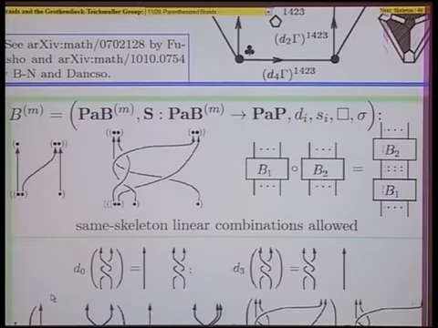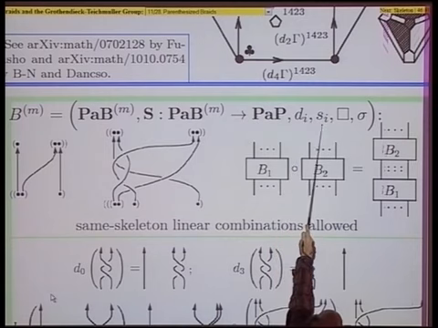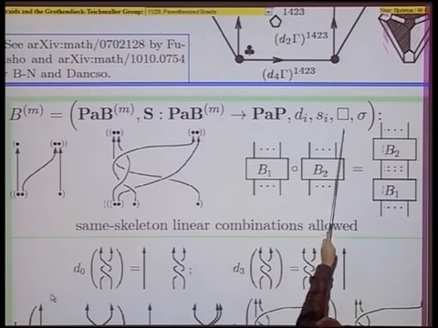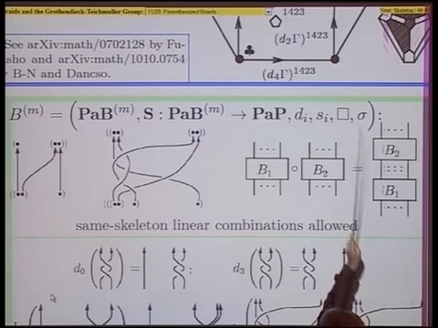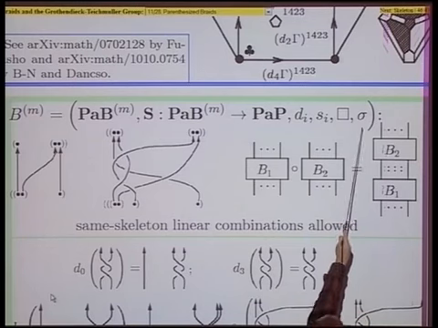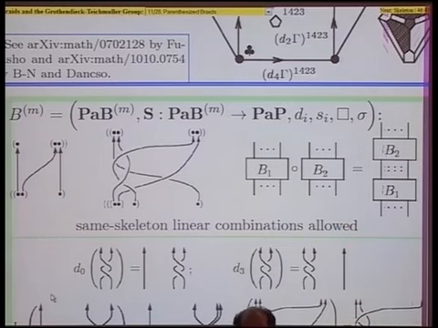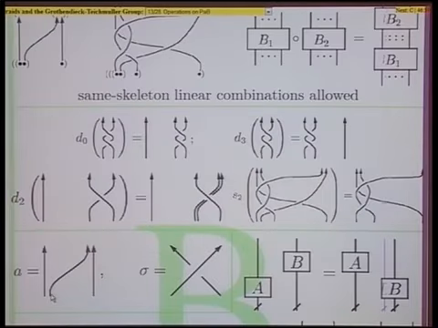What else do I have? So I have operators d_i's, s_i, box, and sigma. So sigma is not an operator, it's an element. It's sort of a base point, a special element. I will define it in a minute, but let's first talk about the operators.